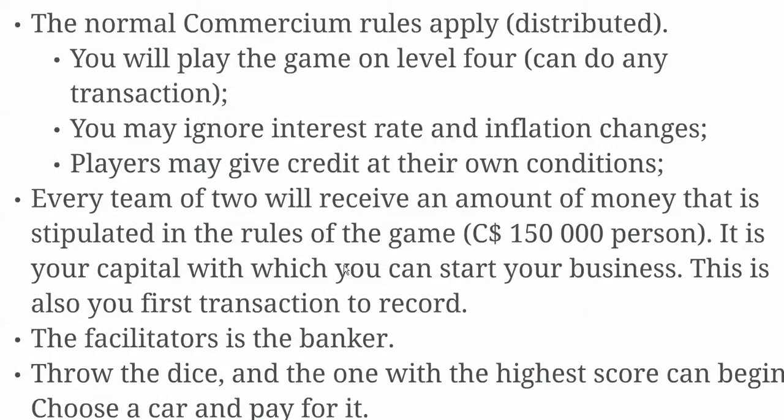Each team of 2 will receive the amount of money stipulated in the rules of the game, namely 150,000. This is the capital with which they start their business, and is also the first transaction that they need to record. As a hint, this should be recorded on a receipt. The facilitators will be the bankers. Throw the dice, and the one with the highest score can begin. They must then choose a car and pay for it.